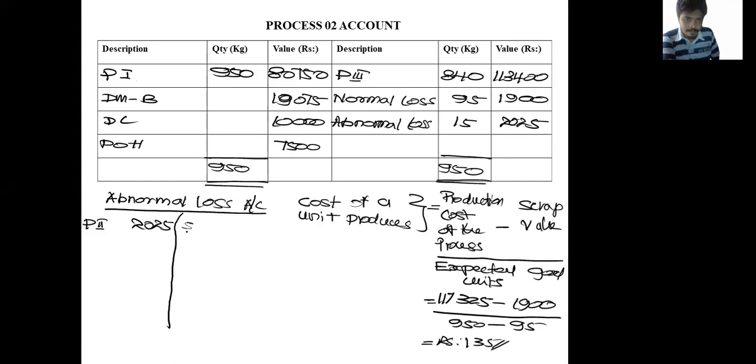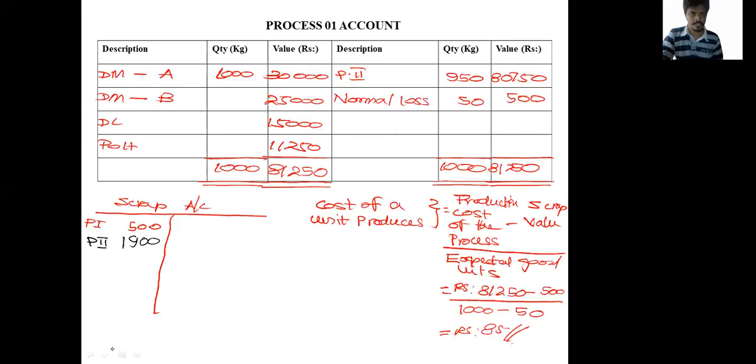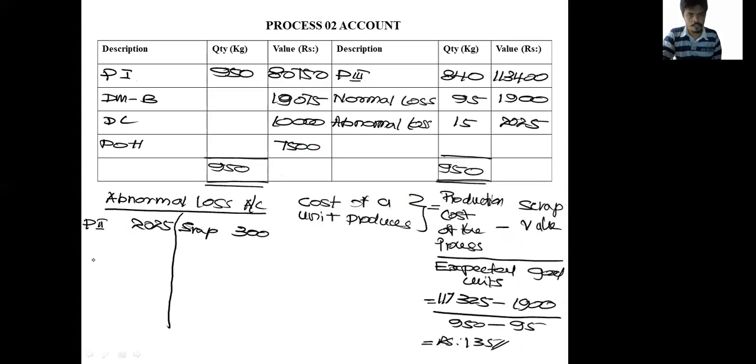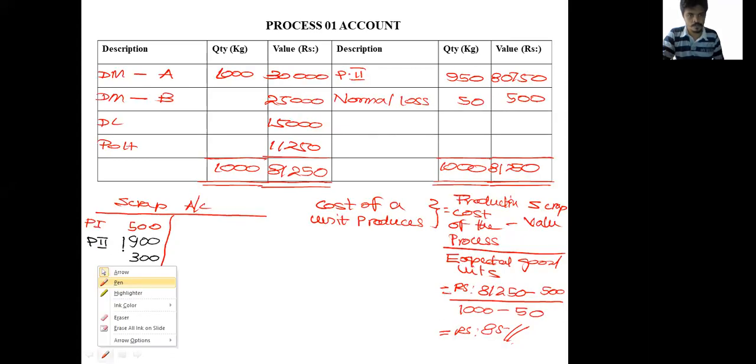How to adjust? Abnormal loss account credit as scrap, 20 into 15. Then scrap account credit. Abnormal loss. Abnormal loss. Normal loss.